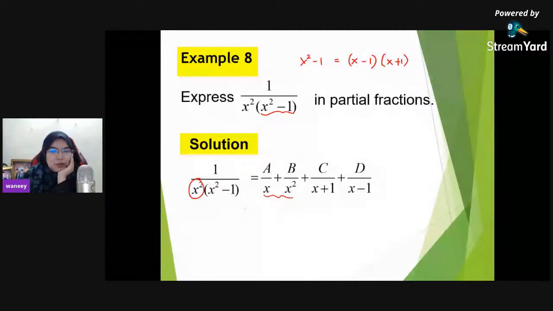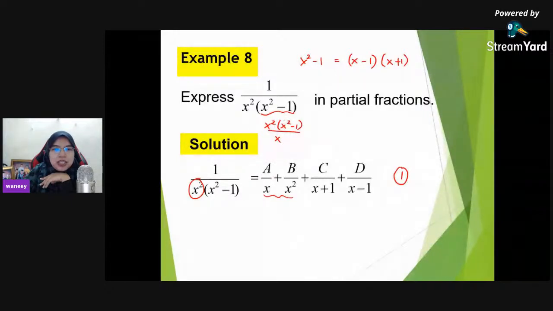Okay, so now we want to have a common denominator first. So ini step yang pertama kan, kita pecahkan dia. Okay, so second step, we want to have a common denominator. So what we do is we're going to take the denominator on the left hand side. So we have x square, and then we have x square minus 1, and then we divide them by x. Sebab dekat A ni ada x kan. So bila kita bahagi, kita akan tinggal x square minus 1. So that means A will be times with x and then x square minus 1 plus with B.